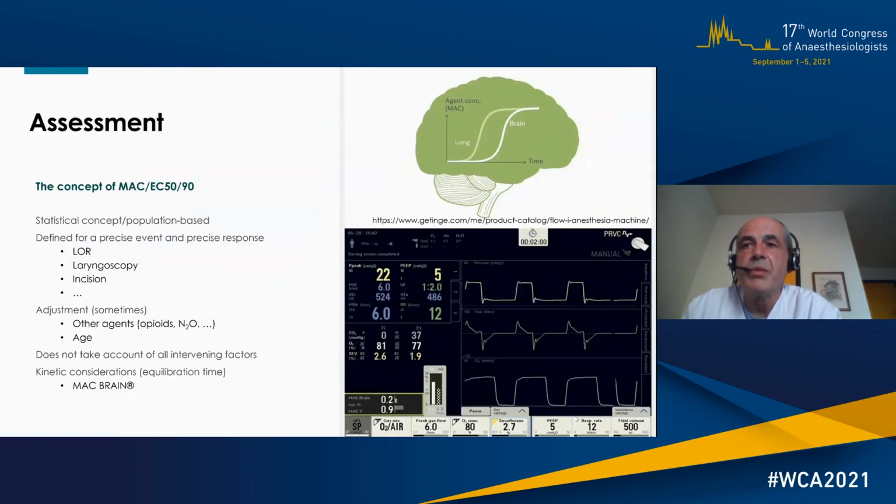The first tool that is available and probably the oldest one is the concept of MAC or EC50 or 90. Those MAC or EC are defined for a precise event and a precise response. They are sometimes adjusted on our monitors according to the use of other agents like nitrous oxide or individual factors like age, but not always. Nevertheless, they do not take account of all the intervening factors I mentioned before. In addition, they are defined according to end-tidal concentration, and they do not take account of the lung-brain equilibration time. The Flow-i machine is an exception in this respect, providing in real time an estimate of the lung-brain concentration difference.